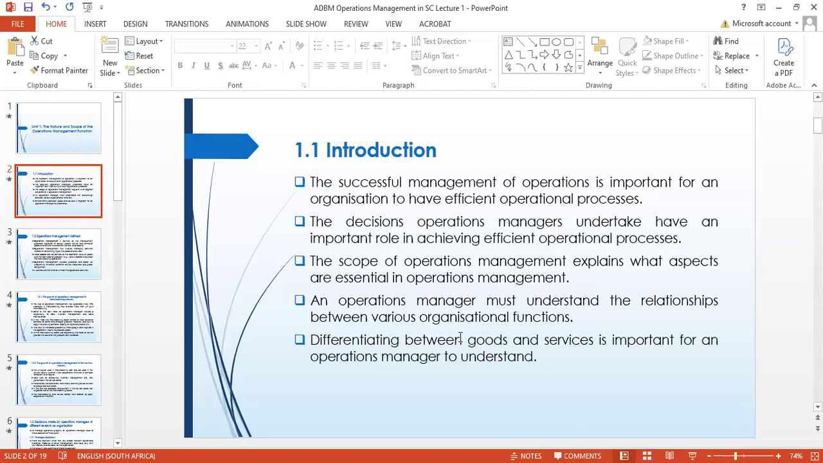And also, as an operations manager, you need to be able to differentiate between goods or products and services. Remember, we have two types of organizations: one that provides goods, one that provides services. So an organization is either providing goods or services, or providing both goods and services. Okay, so we also look at the differences between the goods and services that are provided or delivered by various organizations.